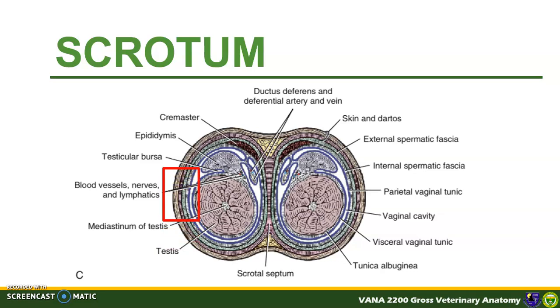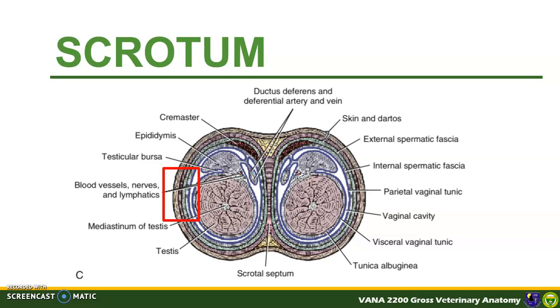The skin is the outermost layer and is usually pigmented. Next to the skin is the tunica dartos. This is a layer of smooth muscle deep to the skin. Contraction of this muscle draws or retracts the scrotum close to the body. This is the reason why the scrotum has a wrinkled appearance.